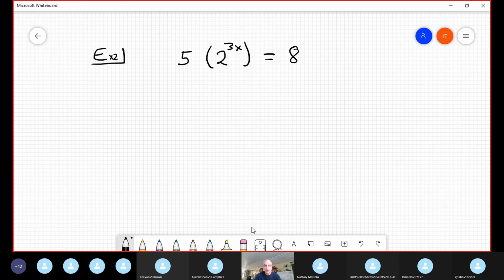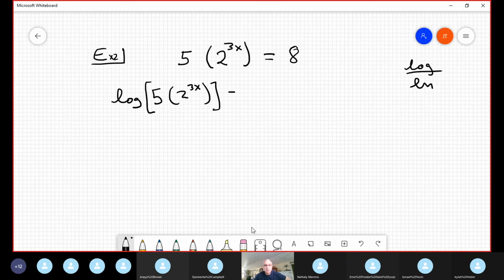Professor, you say that we apply logarithm on both sides. We can. Okay, we can. Let's do it. We apply logarithm on both sides. What kind of logarithm? Standard, LOG or LN. Either way, whatever you want. Suppose the student at the beginning prefers LOG. Okay, understand very well. LOG of the expression 5 times 2 exponent 3x equal LOG of 8. Okay, super.